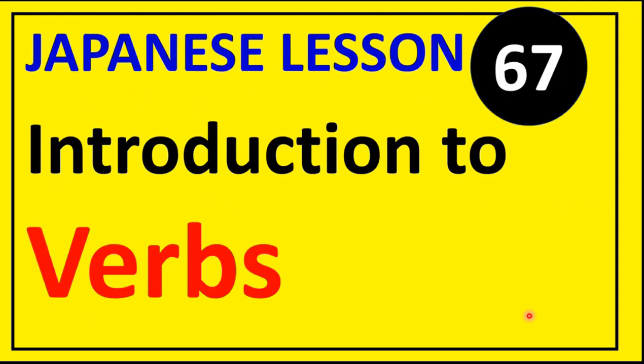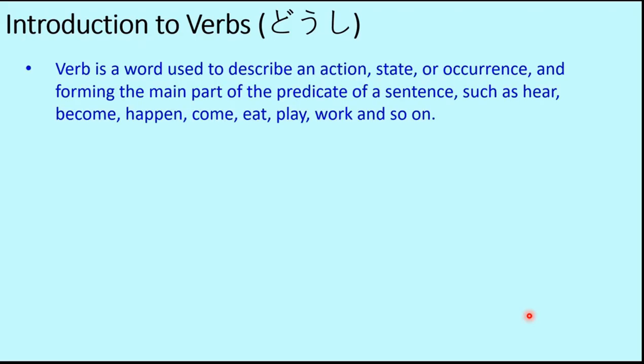So let's begin today's lesson, lesson 67, Introduction to Verbs. As per the generic definition of a verb, we all know a verb is a word used to describe an action, state or occurrence and forming the main part of the predicate of a sentence, such as hear, become, happen, come, eat, play, work and so on.